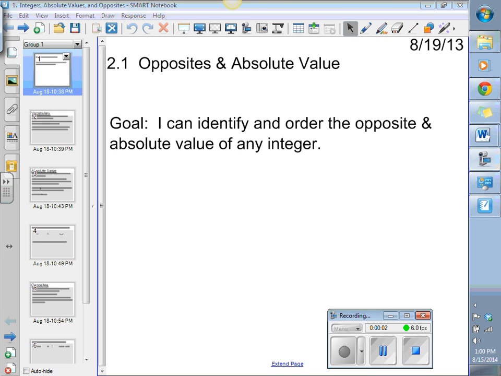Our lesson today is on opposites and absolute value. Our goal is to identify and order the opposite and absolute value of any integer. As we go through this lesson today, please pause and rewind the video as needed. I will try to prompt you at good times when you should pause.